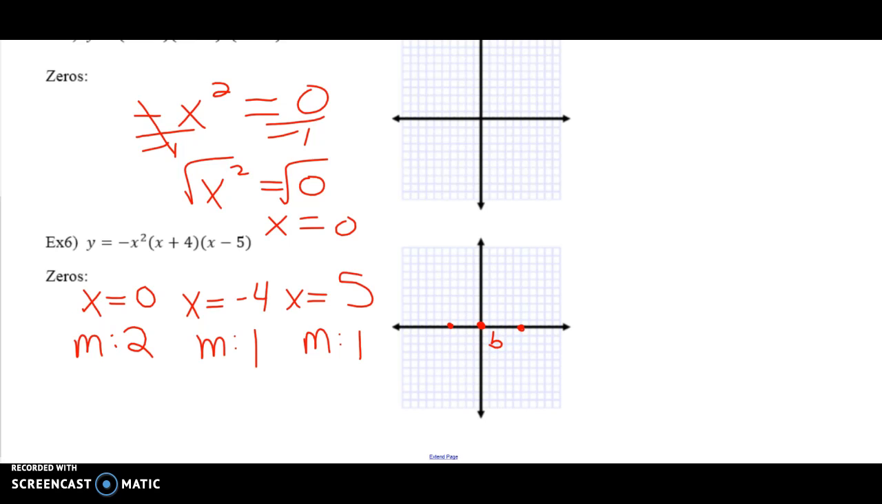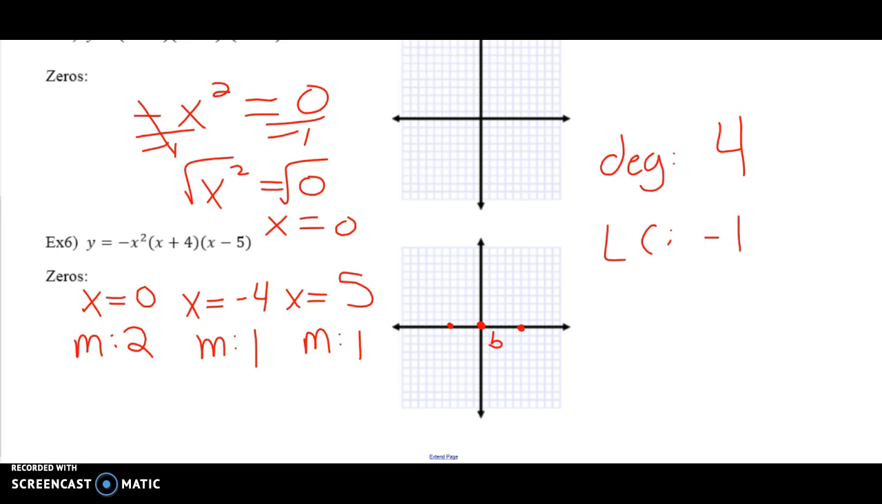Okay, now some things you need to think to yourself, or you can write it down, the degree. If you were to FOIL this whole thing out, what would your largest exponent be? In other words, add up all the x's. It would be x to the 4th. We don't have negative degrees yet, so it would be 4. But yes, the leading coefficient would be what? It would be negative because of that negative in front. So this is a negative even degree.